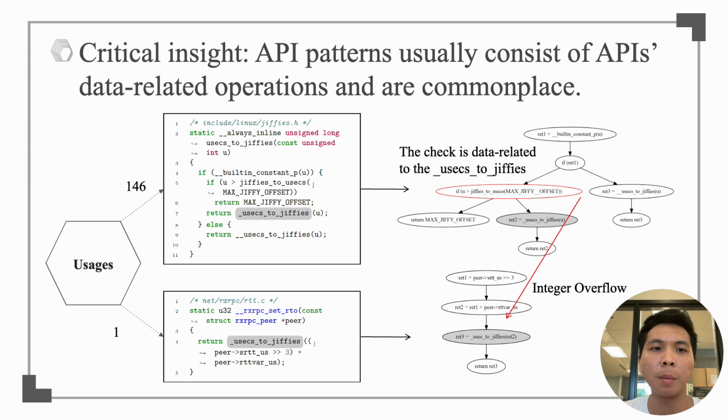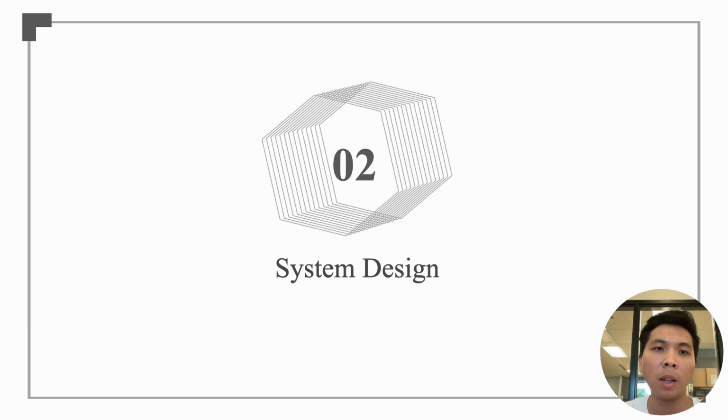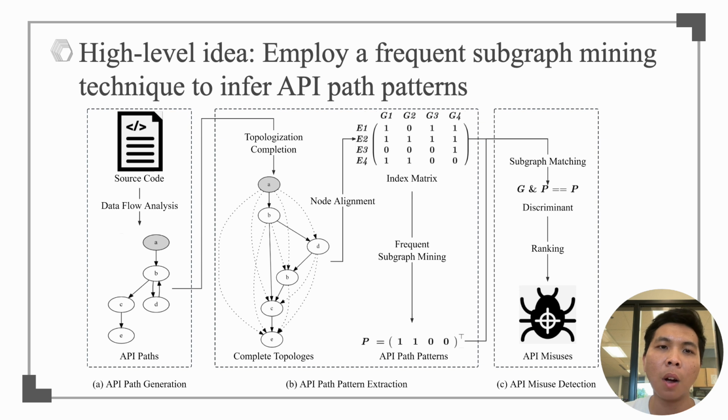Thus, we present API Miner, which uses the frequent subgraph mining technique to extract the patterns from the source code automatically. Now, let's talk about how our system is designed. The high-level idea is to employ a frequent subgraph mining technique to infer API path patterns. This is the overview of our system.